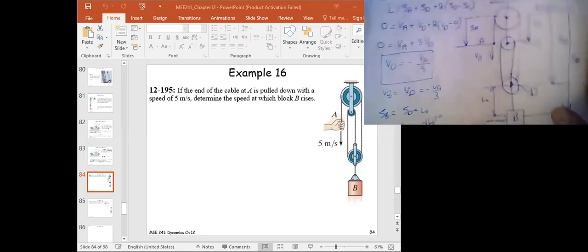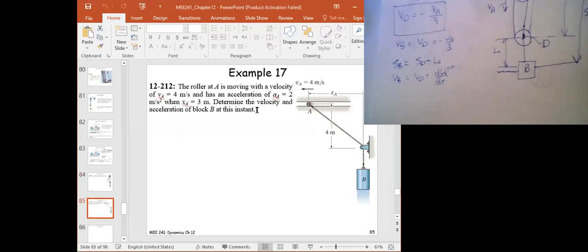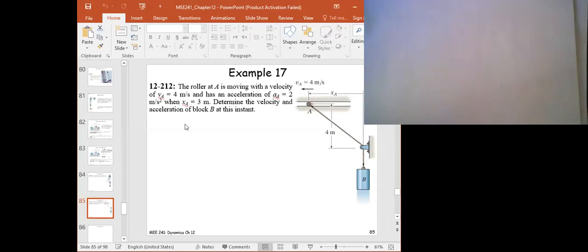Okay, guys, this is very good. Let us look into this problem. Example 17. We have the roller at A moving with a velocity of 4 meters per second. So the distance XA is increasing, and it has an acceleration of 2 meters per second squared. Okay, let's do it here on a new paper.